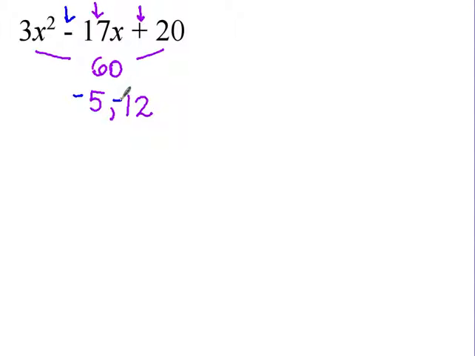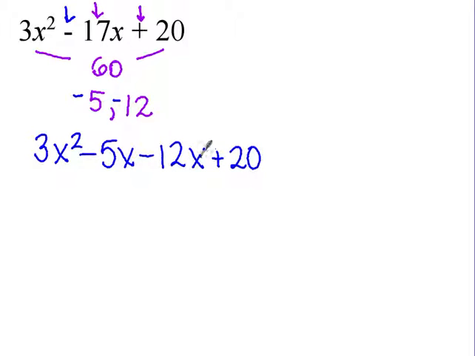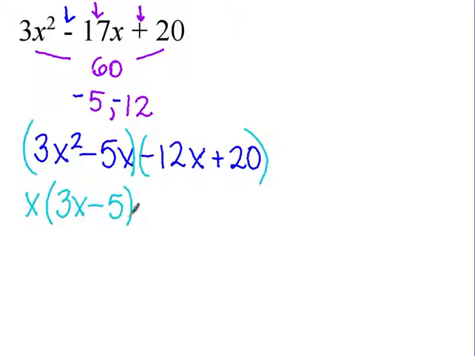Okay, so if I rewrite my term, I should get 3x squared minus 5x minus 12x plus 20. Let's go ahead and group those together. I'm looking for something in common with this first group. Something in common is 1x, and it's going to leave me with 3x minus 5. Now what's in common here is going to actually be a negative 4. Some of you are probably wondering, why did you take out a negative 4? Because if I would have taken a positive 4 out, this would have been a negative 3x. We don't want a negative 3x. I want a positive 3x.